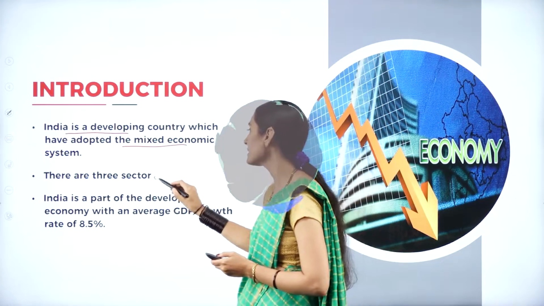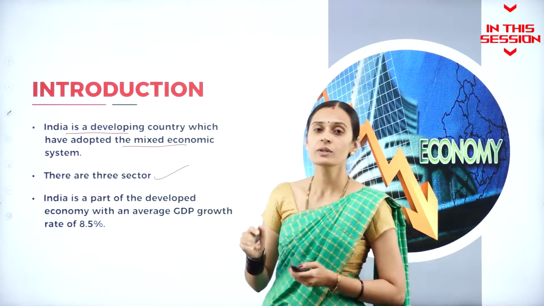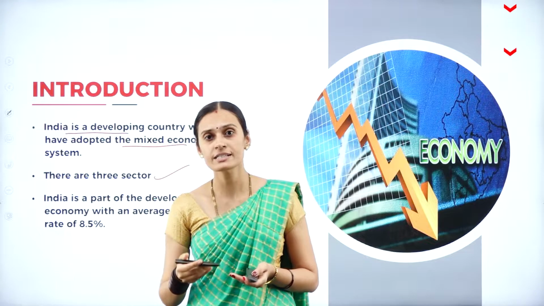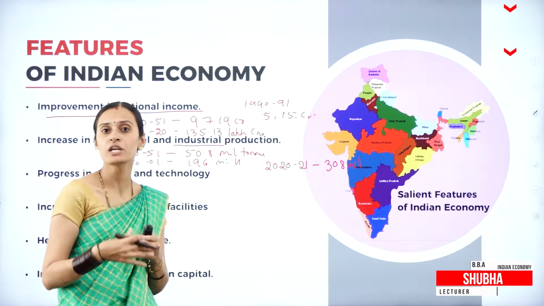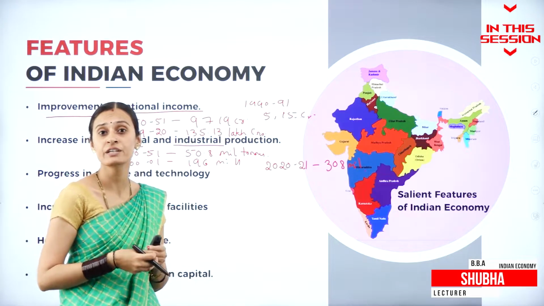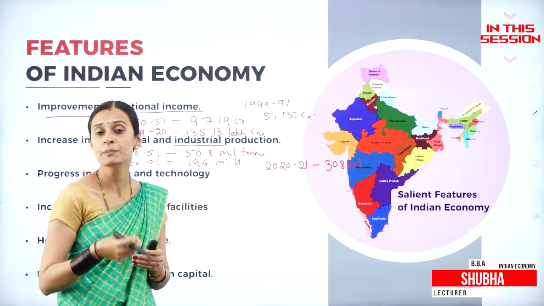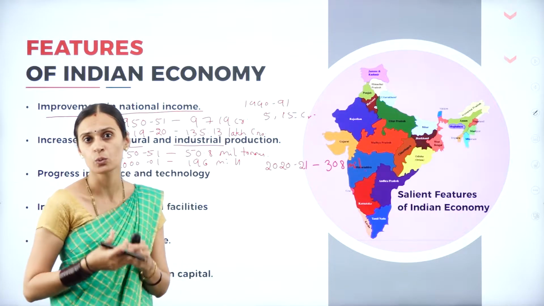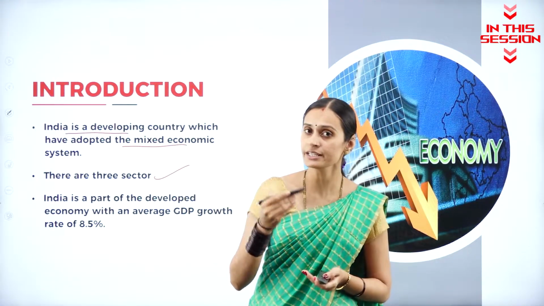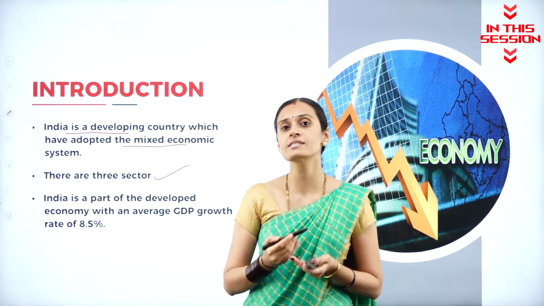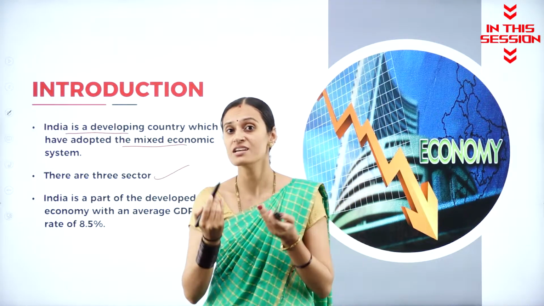There are three sectors in the Indian economy: the primary sector, the secondary sector and the tertiary sector. More than 75% of the total population were dependent on the agriculture field, but the contribution to GDP by the agriculture sector was very low. The primary sector belongs to agriculture, and the secondary sector belongs to industry. The tertiary sector is considered the service sector.